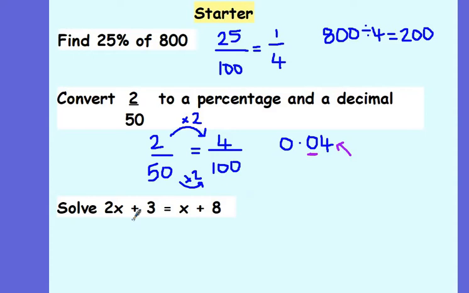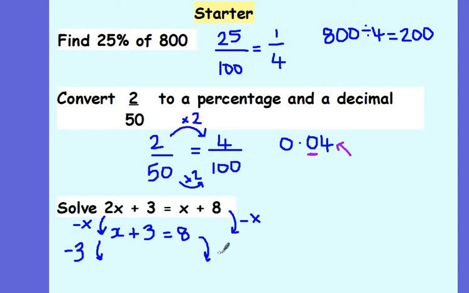And finally, I asked you to solve 2x plus 3 equals x plus 8. I want to get all my x's on one side of the equation, so to start off I'm going to subtract x from both sides. 2x take away one lot of x leaves me with one lot of x, plus 3 equals 8. What's my last step, Charlie? Subtract 3 from both sides, thank you. So that leaves me with x is equal to 5.